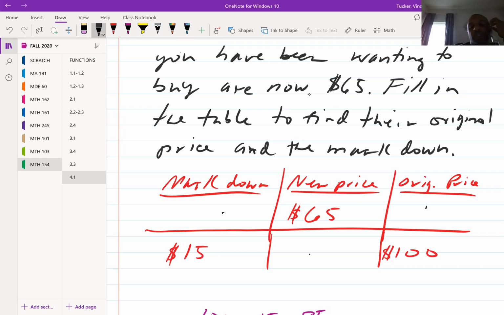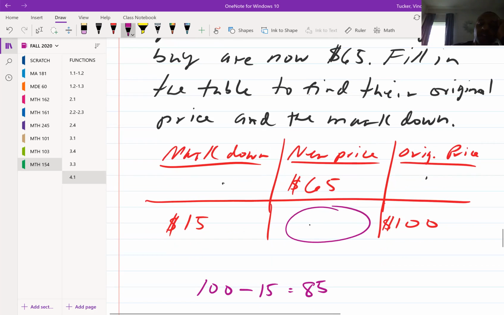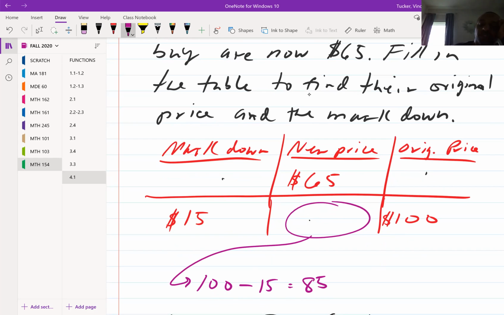So the easiest spot to fill is the first one. So you want to know what your new price is. And they kind of set it up a little funky as far as I'm concerned. I would have put the original price first, put the markdown in the middle, then new price last. But this is how they set it up, so we have to roll with what they have. So to find that out, all you would do is 100, which is your original price, minus your 15, which is your markdown, which gives you $85. So your original price minus the markdown will be your new price.